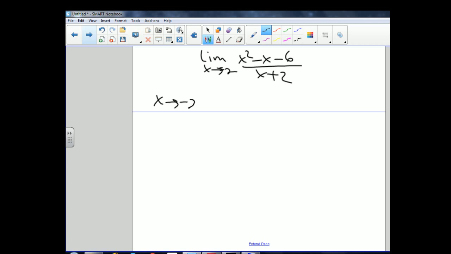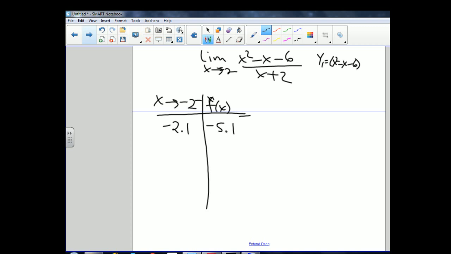We're going to approach -2 from the left, so you're going to go into the table on your calculator. This is your function f of x. We're finding the limit as x approaches -2 from the left, so we have to come close on the left. We get -2.1, and your calculator gives -5.1. Make sure you enter it correctly as y1 equals x squared minus x minus 6 divided by x plus 2, and then go to table.